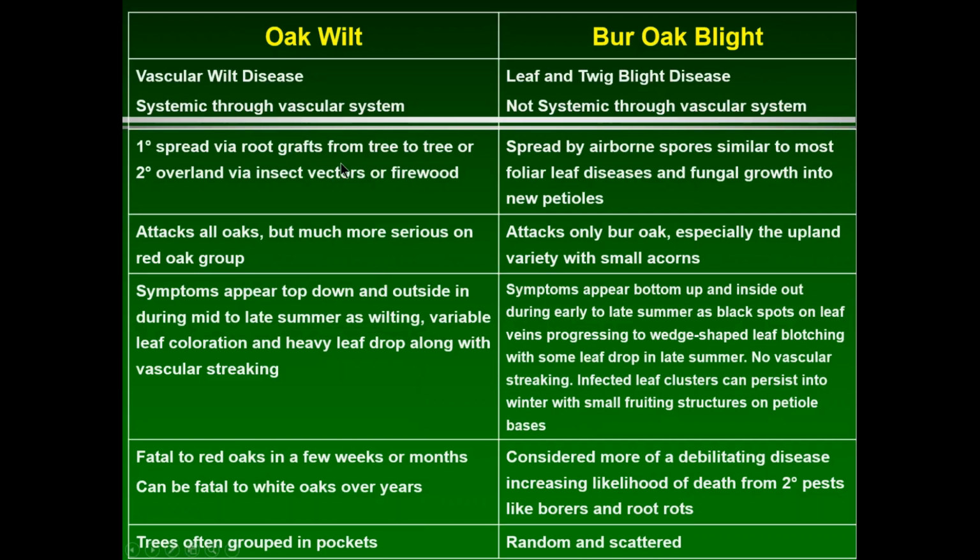Oak wilt trees are often grouped in pockets because the disease is spreading through the root systems to nearby trees through root grafts. With bur oak blight, the trees can be random and scattered, with a lot of differences in susceptibility between individual trees, so you can have heavily infested trees right next to trees that aren't showing much of a symptom at all. This can be very similar to what we see in oak anthracnose, with two trees side by side, one with very heavy anthracnose symptoms and the one right next to it showing very little anthracnose.